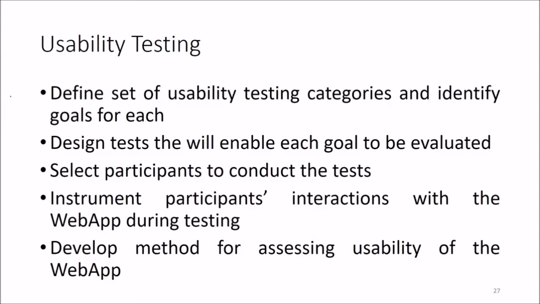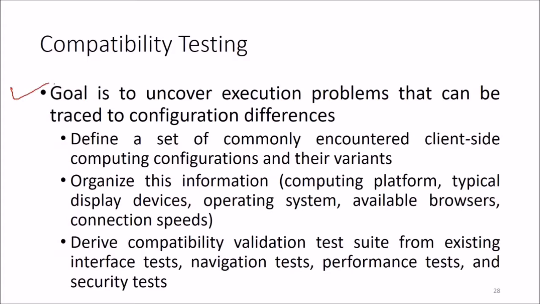Then the usability testing. It defines the set of usability testing categories. We define and identify the goal for each. We design tests that will enable each goal to be evaluated, and we select participants to conduct the test. Then we instrument participants' interaction with the web app during the testing, and we develop a method for assessing the usability of the web app.